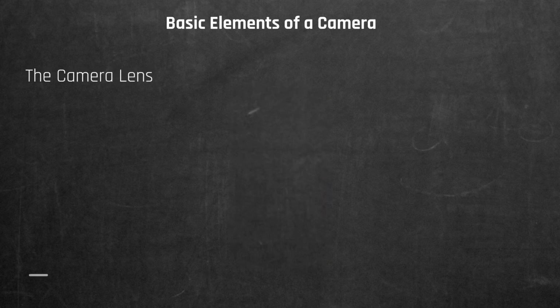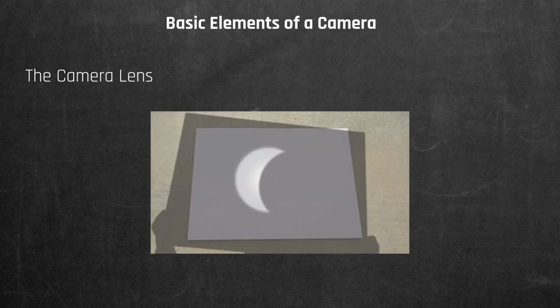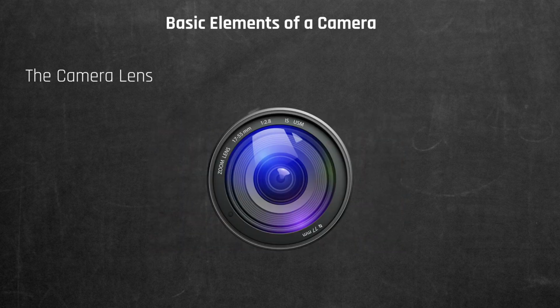The camera lens. The first cameras used a tiny hole called a pinhole in the front of a box to allow in light and to focus the image onto a viewing surface. This is the same principle as when children punch a pinhole into a piece of paper in order to safely watch a solar eclipse as it is projected onto the ground.